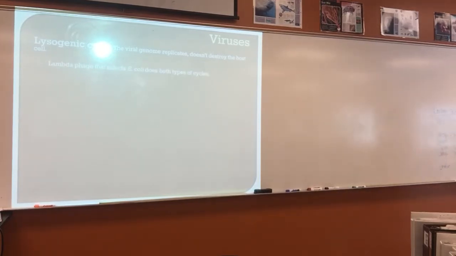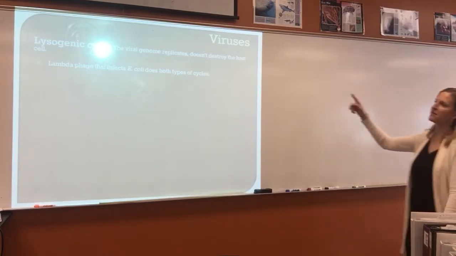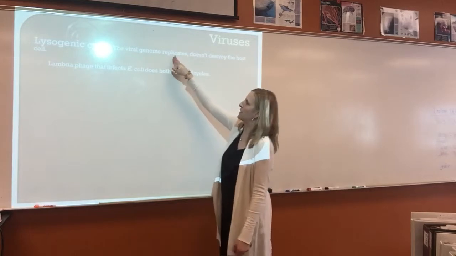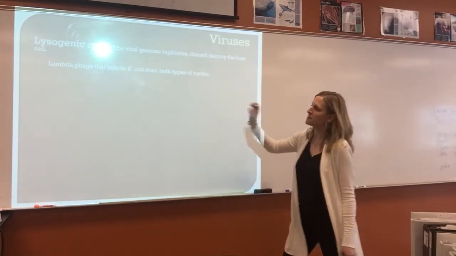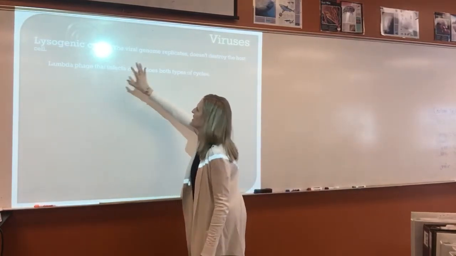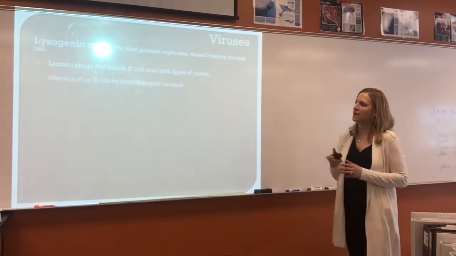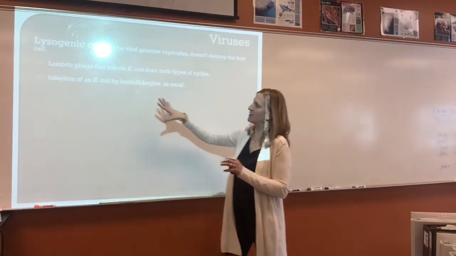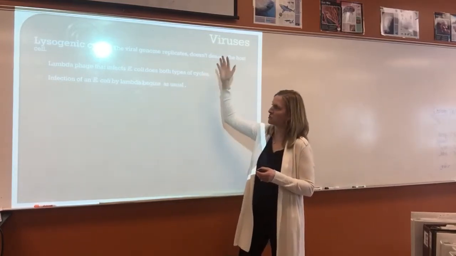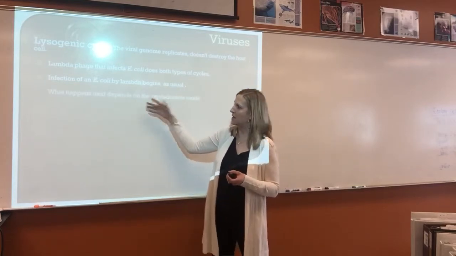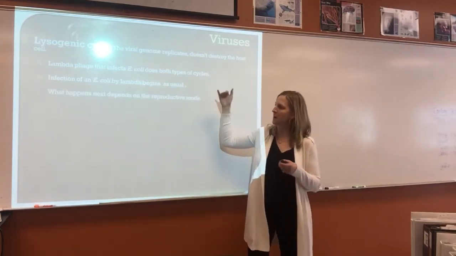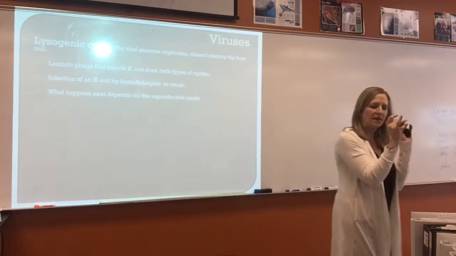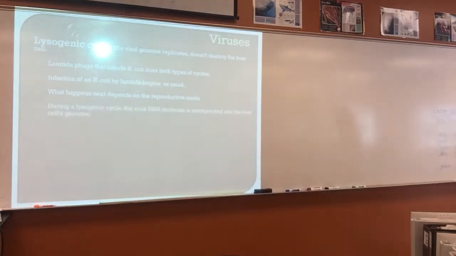The lysogenic cycle does not destroy the host cell, and instead of replicating the virus itself, the genome replicates. So let's look at that. This bacteriophage called the lambda phage infects E. coli, and it does both the lytic and the lysogenic cycle. So when we're looking at this, infection occurs just like I just showed you, where it lands and injects its DNA. But what happens next depends upon if it's going to go directly into the lytic cycle or the lysogenic cycle. So let's look at this new part here, the lysogenic cycle.